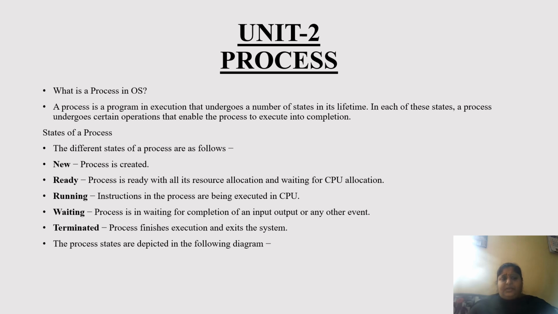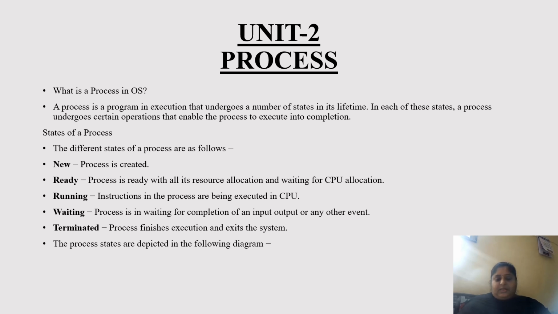At the new state, the process is created. In the ready state, the process is ready with all its resource allocation and waiting for CPU allocation. Next, the running state: instructions in the process are being executed on the CPU. In the waiting state, the process is waiting for completion of any input or output or any other event to occur. The fifth and last is the terminated state: the process finishes execution and exits the system. These are all the 5 different states of the process.